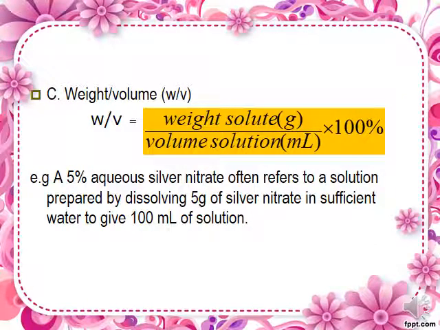Next is weight over volume. Weight over volume means weight of the solute in gram per volume of solution in ml. An example is 5% aqueous silver nitrate, which often refers to a solution prepared by dissolving 5 gram of silver nitrate in sufficient water to give 100 ml of solution. So 5 gram over 100 ml times 100 will give 5% of silver nitrate.